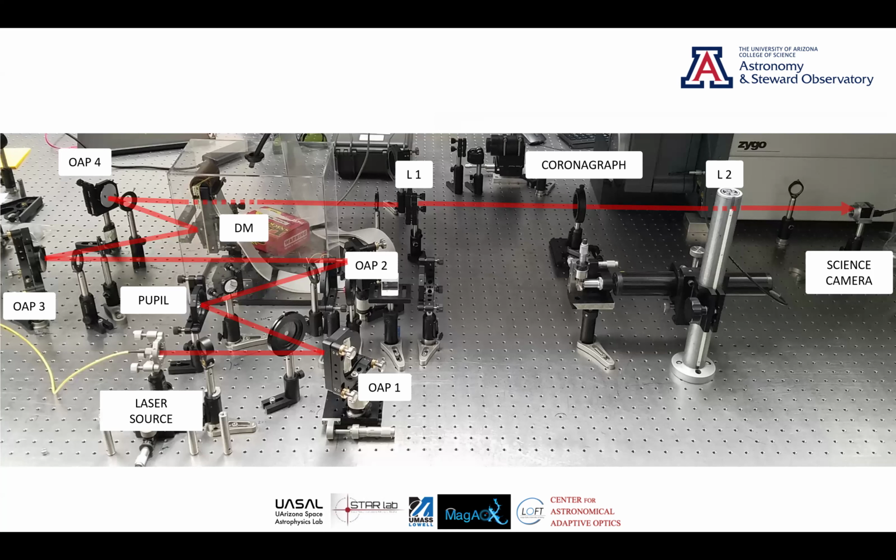Really simple layout. We had a laser source that diverged. These are COTS OAPs, by the way, so garbage quality, not good. We had our OAP collimating. We had a reflective pupil that was supposed to look like the Magellan telescope's pupil. We had another OAP relay here, which then created a re-imaged pupil onto our deformable mirror, our Boston Micromachines Kilo DM, at which point you'll see a steep angle of incidence on the DM too.